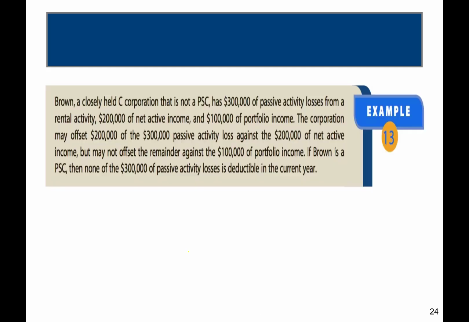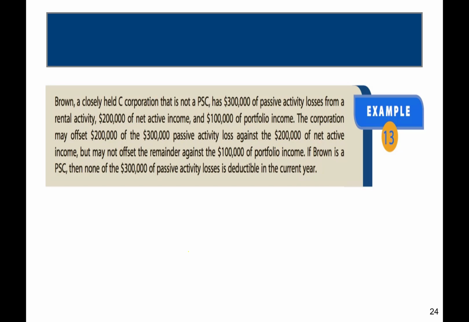Okay, so you take a look at this example. This is a pretty nice example, I guess. Brown, a closely held C corporation, and by the way, I would call that out as closely held. I probably wouldn't have you guessing here. Closely held or not, I'd call it out as such, and it's not a personal service corporation, because personal service corporations don't have this option, period, right? Okay, has 300,000 of passive activity losses from rental activity, 200,000 of net active income, and 100,000 of portfolio income.